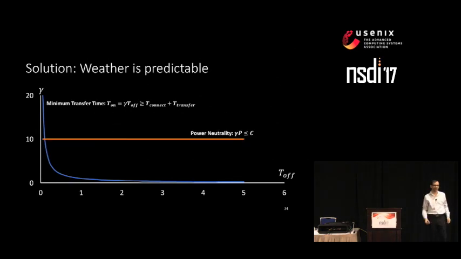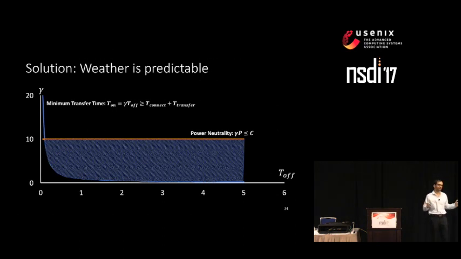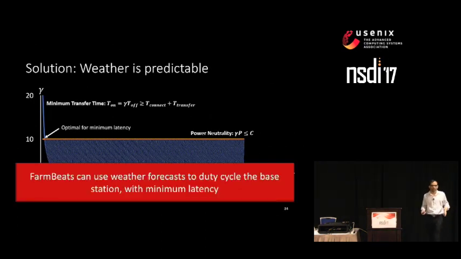The second constraint is the power neutrality constraint that I told you about. Together they give us this feasible region. So you want your parameters to be anywhere in this feasible region. Which one do you pick? There are a lot of parameters there, right? The idea is that as you move towards 0 on the x-axis, the latency of your system decreases, because your system is off for less time. So we want to pick an optimal set of parameters that minimizes this latency. What I've shown you is that we can use weather forecasts to duty cycle the system with the minimum latency.